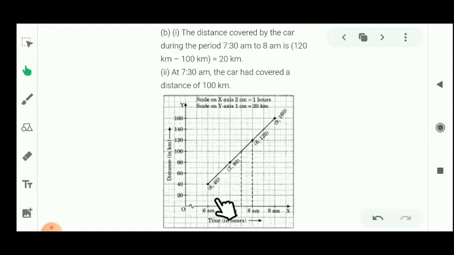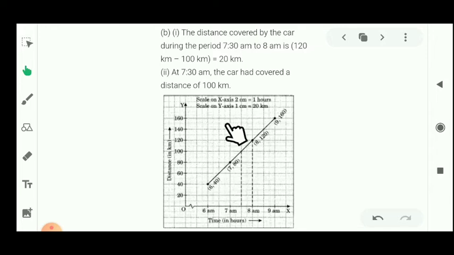Let's see, the first value was 6 and 40, the timing was 6 and the distance is 40. That means firstly we have to make the point here, then 7 am and 80 kilometer, that means 7 and 80, then 8 am and 120, that means 8 and 120, and 9 am and 160 kilometer, that means we have to make another point here. And after making each and every point we have to join them by the ruler.